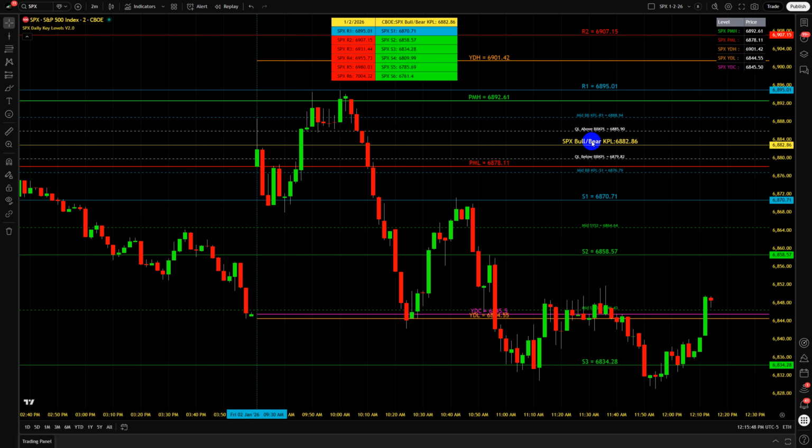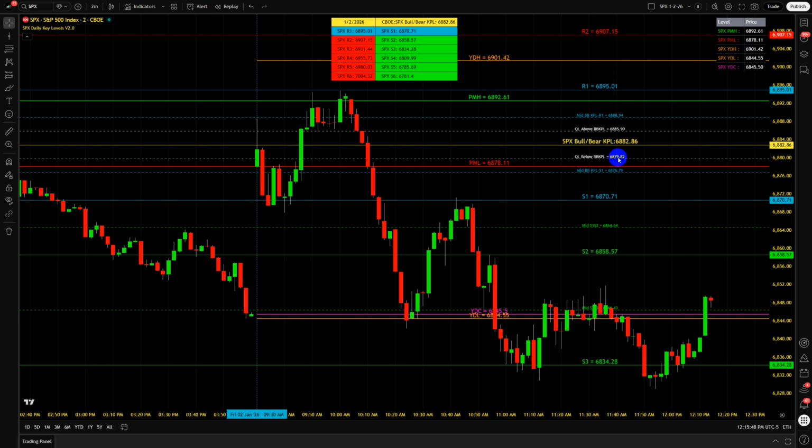On a bullish trade off the bull bear key price level, you would use for a standard stop loss the midpoint level that is between the bull bear KPL and the S1. So that is the mid BBKPL S1. Whereas if you instead preferred to use the tight stop loss level on that bullish trade from the bull bear KPL, then you would simply use the QL below the bull bear KPL.